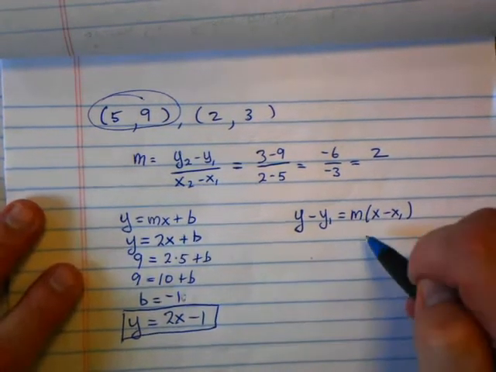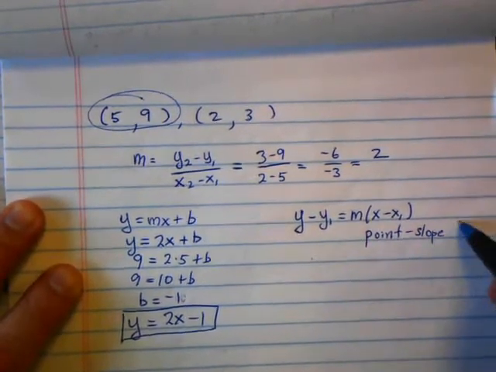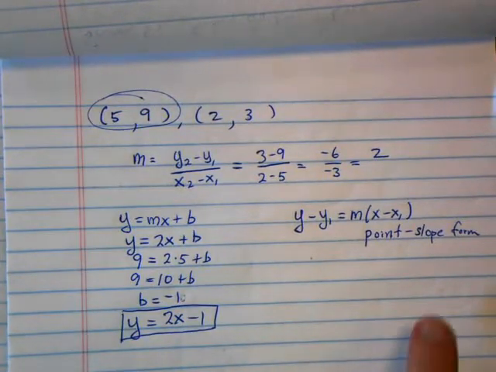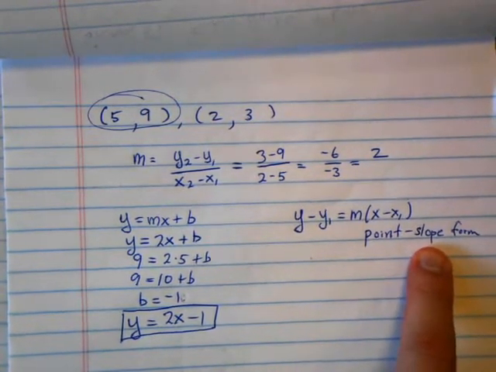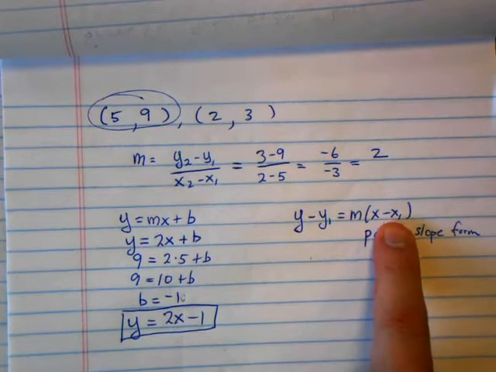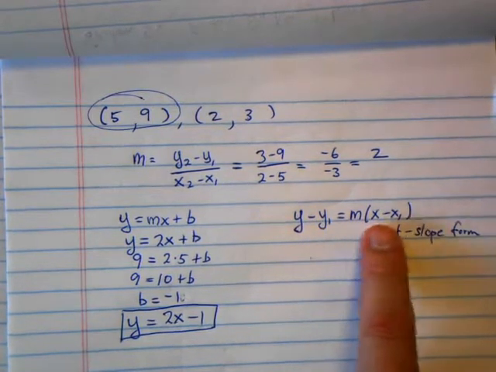This one is called point slope form. Well, the slope is obvious. Why does it have the word slope in it? That's m. Slope is there. Point. x1, y1 is one of the points. So this one uses one of the points and the slope.